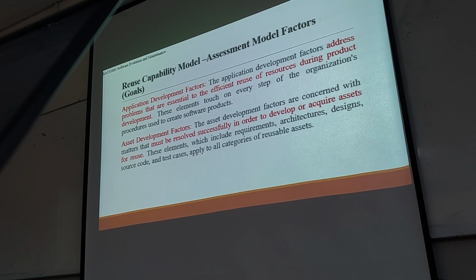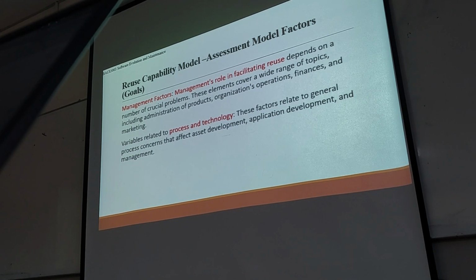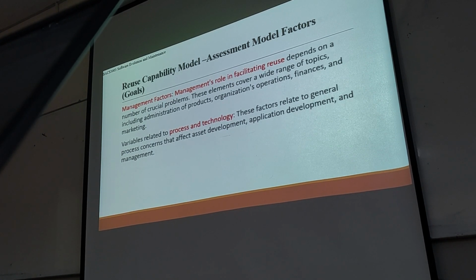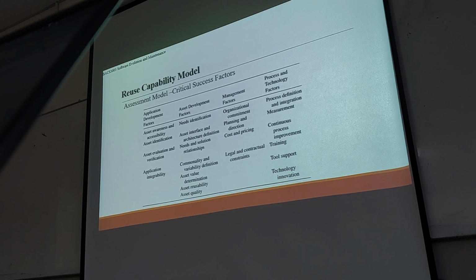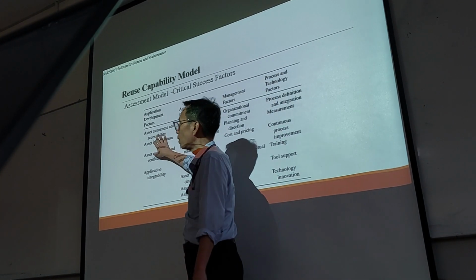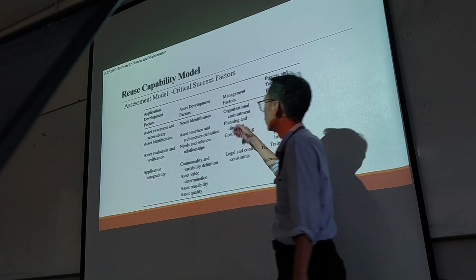This one is regarding the requirement, the design, the architecture, and the source code of the asset product. Management factors is the management role in facilitating reuse. Process and technology factors are the processes we apply, or related processes concerned with the development of reuse, and application development and so on. As you can see in this table for the assessment model, they assess the company based on these four main factors, and these are examples of the factors under them.